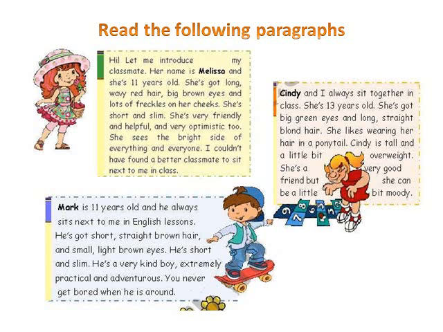What about her eyes? Big and brown. What about her body? She's short and slim. What about her character? She's friendly, helpful, optimistic. In this way, you should read the next two paragraphs about Cindy and Mark.